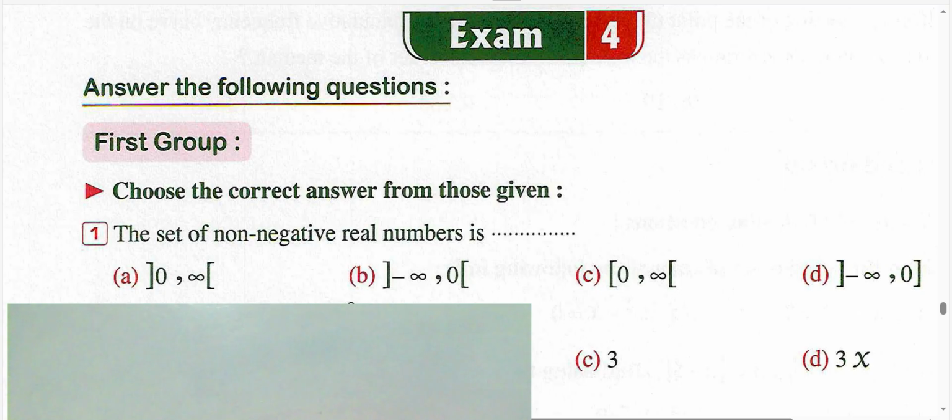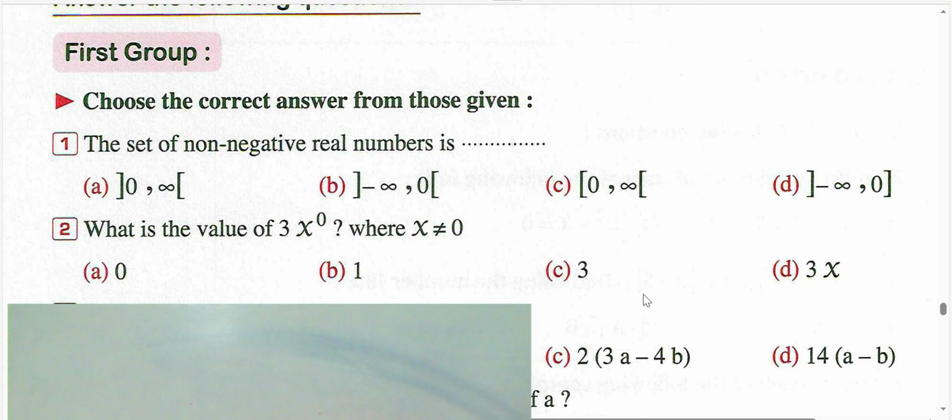Number 1, the set of non-negative real numbers equals... Non-negative, we can start from 0 opened to infinity. Non-negative means 0 and positive numbers, starting from 0 to infinity. Choose letter C. We have here 0 to infinity, 0 opened to infinity. We call it non-negative. Choose letter C. Next question.